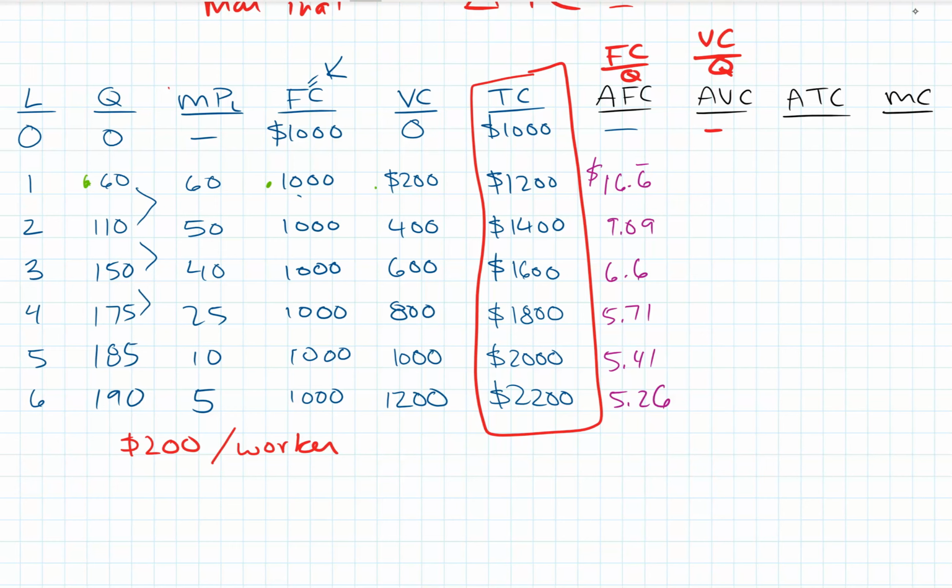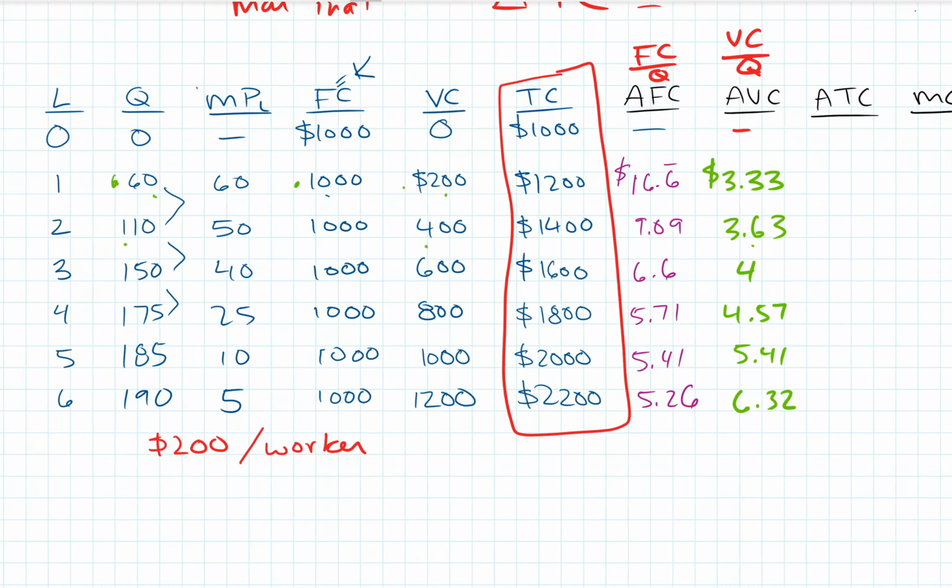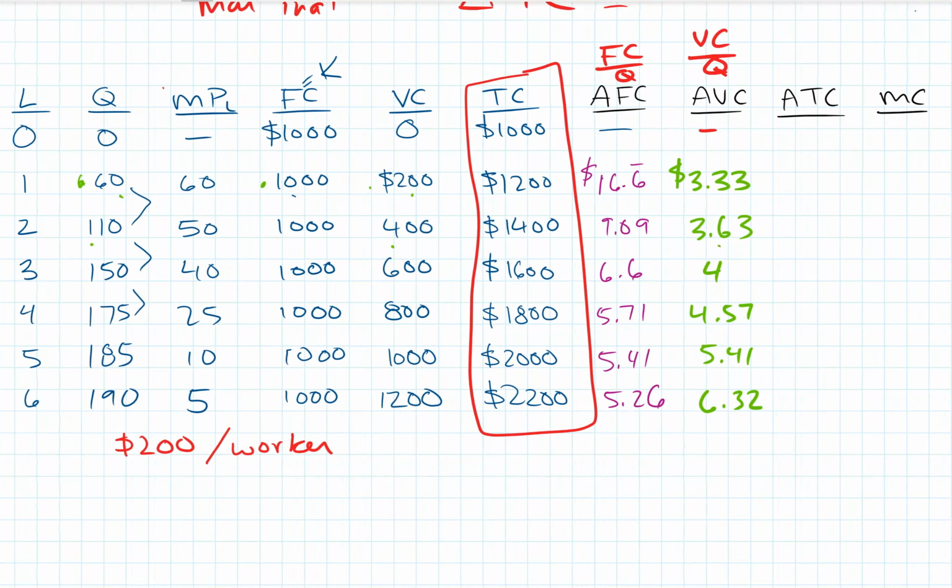And so we're going to see our average variable cost starts at 3.33, and then it starts to rise. So again, this is 200 divided by 60, and this is 400 divided by 110. Okay, so we're going from there. So we get 4, and we get 4.57, 5.41. They cross, and then we get 6.32. So the average variable cost is getting higher and higher and higher.